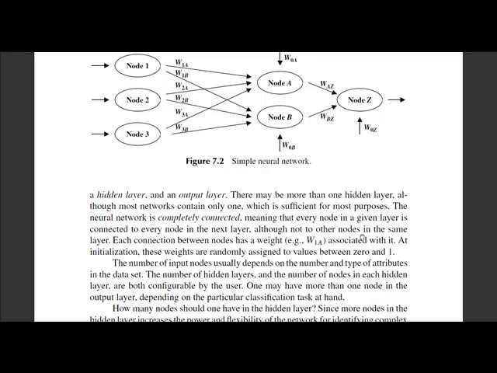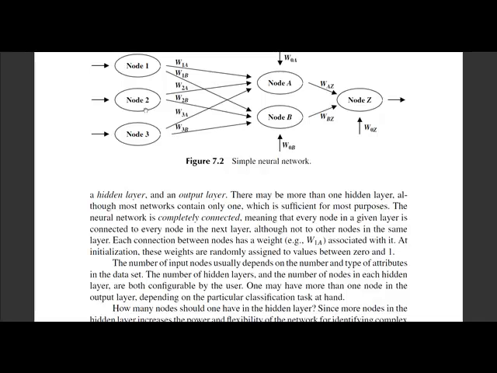The neural network is completely connected, meaning that every node here is connected to every node here, and every node here is connected to every node here, and you can see that that's true, right? So every one of these nodes is connected to every node here. And so this node is connected to both of these, and so on. Although they're not connected to nodes in the same layer. So that's called completely connected.